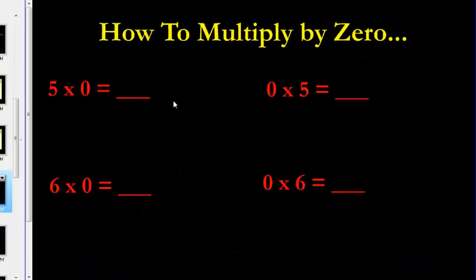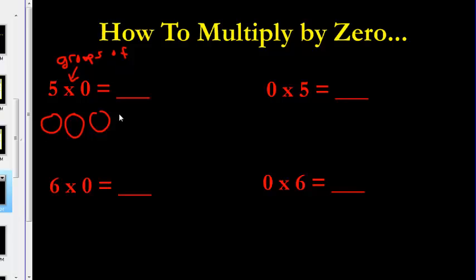All right, how to multiply by 0. This is awesome, guys. Look, this is the easiest type of drawing to make. You don't even have to think about these ones. 5 times 0 looks like this. Same idea. I have 5 groups of, that's what the X means. So I'm going to draw my 5 groups. 1, 2, 3, 4, 5. There's 5 groups of 0, which means that there's nothing inside of each of these. What's nothing plus nothing plus nothing? It's nothing. It's 0.